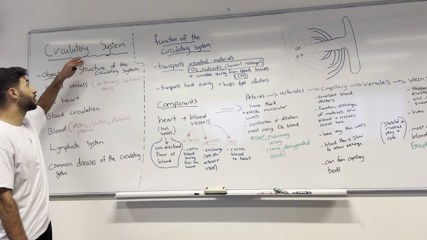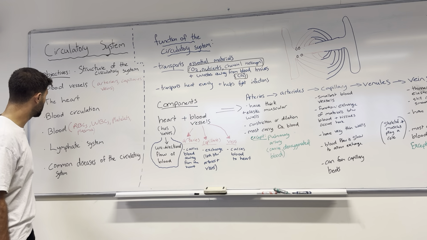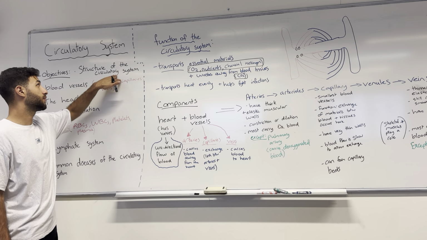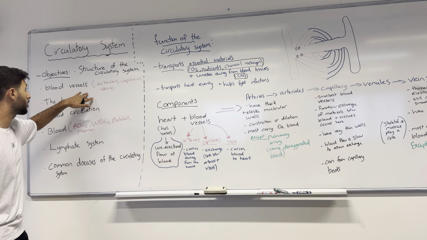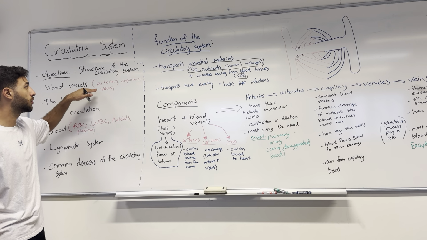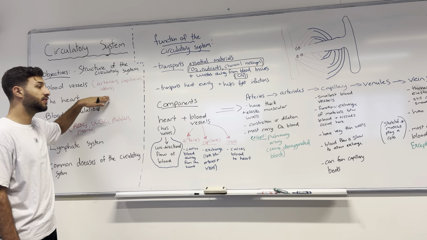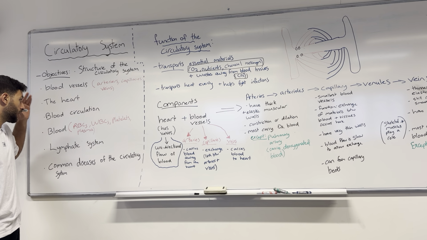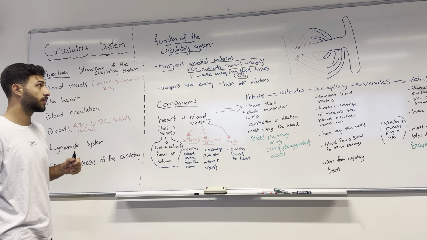Today we're going to be learning about the human circulatory system. So we have a few objectives. Today we're just going to be looking at the structure of the circulatory system and its components. We're going to be looking at the blood vessels, which include the main three: arteries, capillaries and veins. And we'll also be looking at the heart. In our next video we're going to be looking at the other objectives. It's a bit of a long chapter.